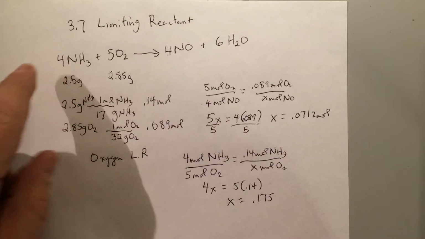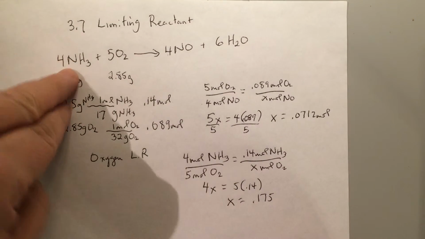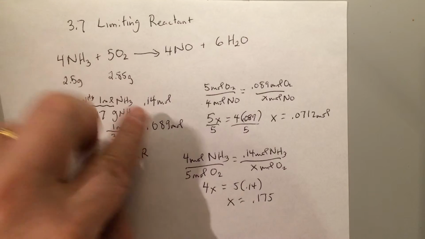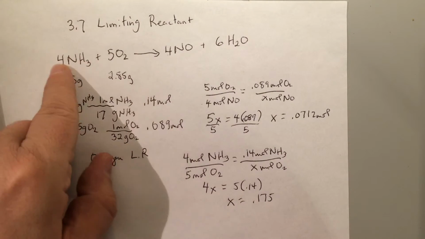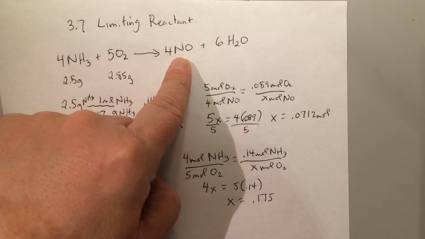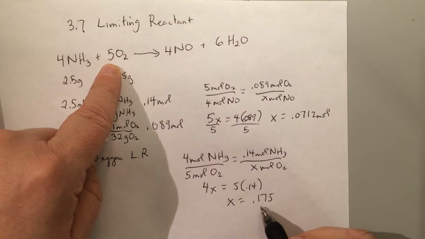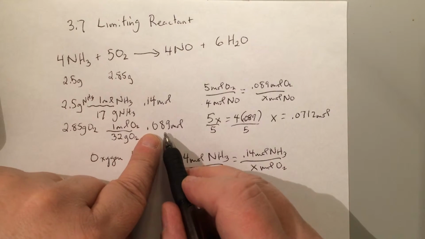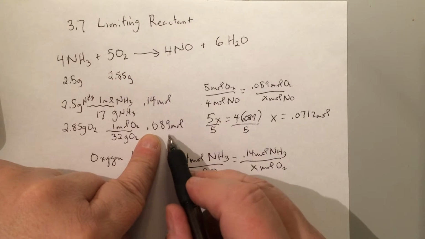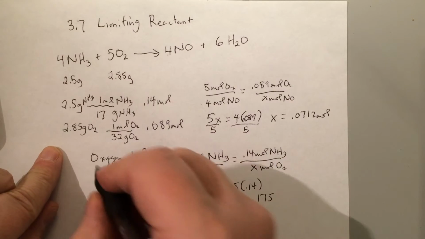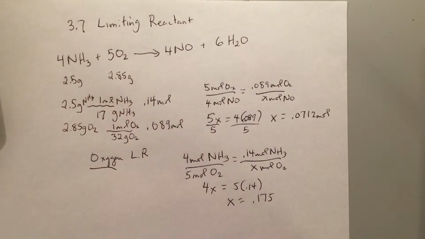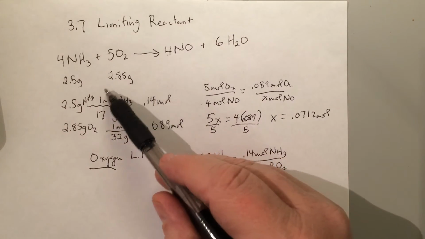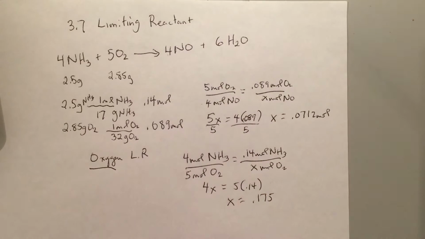If I'm going to use all of my ammonia, all 0.14 moles up, in order to make 0.14 moles of this, I have 0.175 moles of oxygen required. But I don't have 0.175. I only have 0.089 moles. That means that the oxygen is my limiting reactant. It's my smaller amount of moles in order to get a product made.